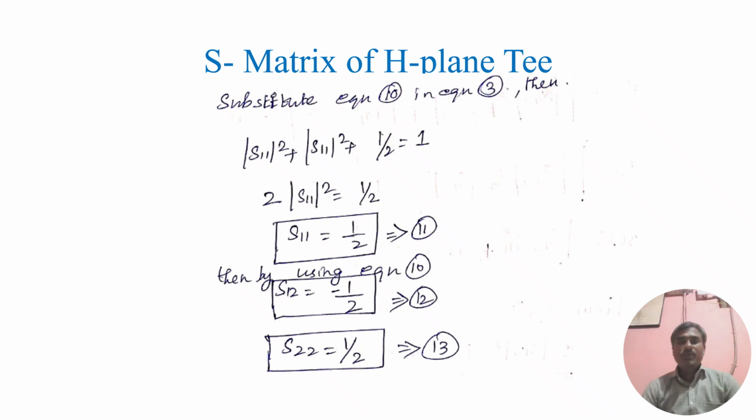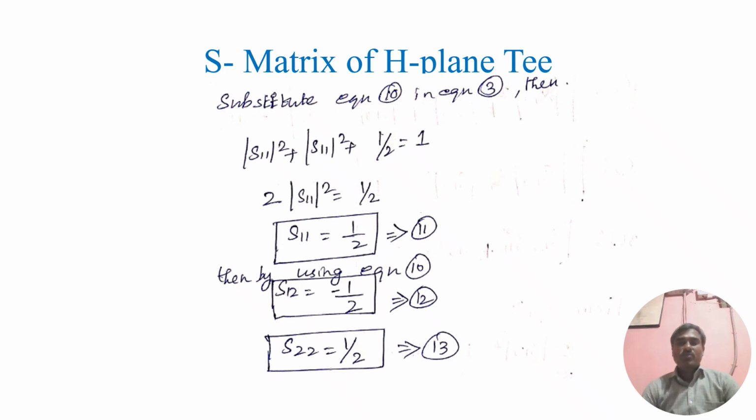By substituting equation 10 in equation 3, we can write S11 square plus S11 square plus 1 by 2 equal to 1. Then 2 into S11 square equal to 1 by 2. From that S11 equal to 1 by 2 as shown in equation number 11. Then by using equation number 10, S12 equal to minus 1 by 2 as shown in equation 12.